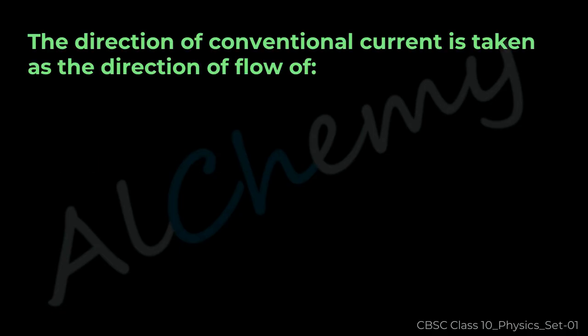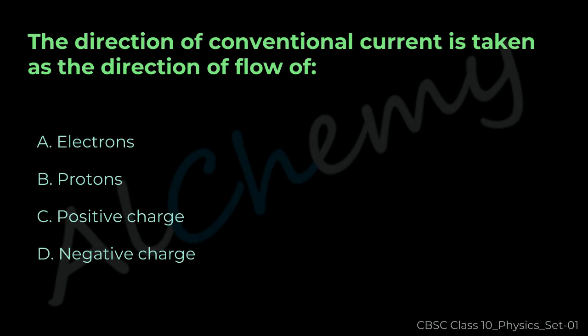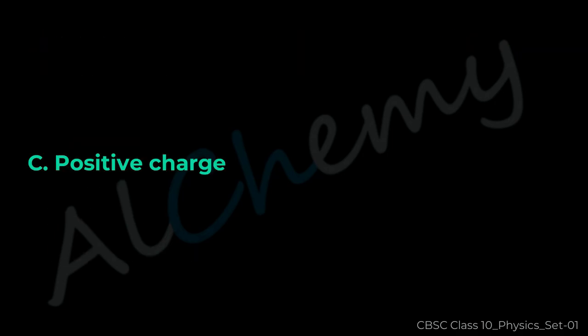Question 6. The direction of conventional current is taken as the direction of flow of A. Electrons. B. Protons. C. Positive charge. D. Negative charge. The correct answer is C.